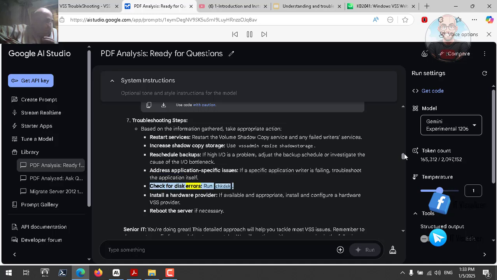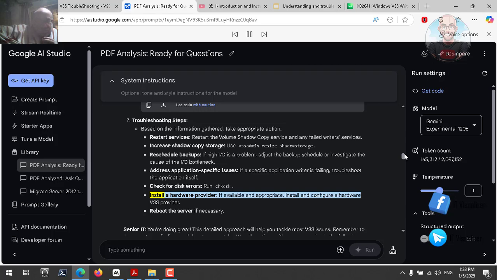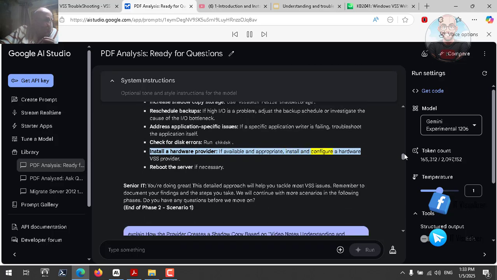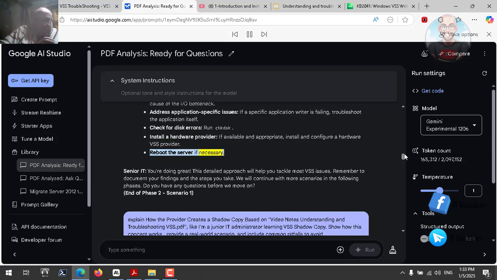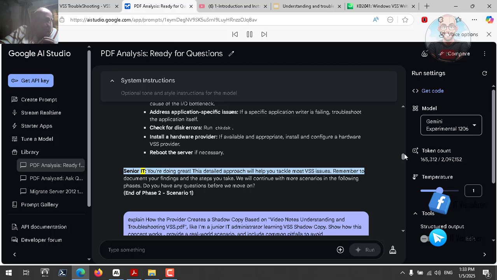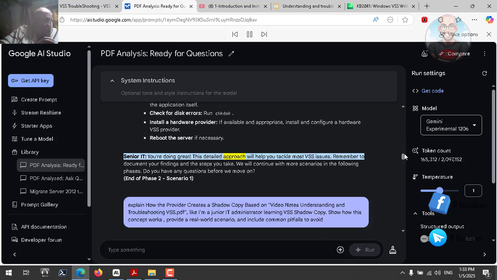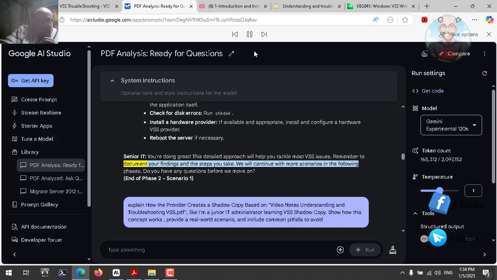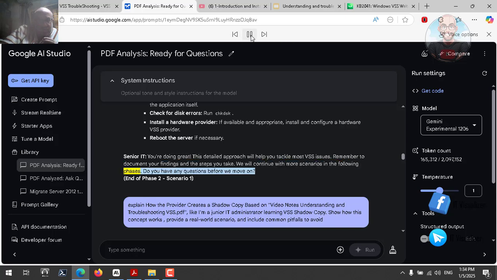Check for disk errors: run chkdsk. Install a hardware provider: if available and appropriate, install and configure a hardware VSS provider. Reboot the server if necessary. Senior IT, you're doing great. This detailed approach will help you tackle most VSS issues. Remember to document your findings and the steps you take. We will continue with more scenarios in the following phases. Do you have any questions before we move on?